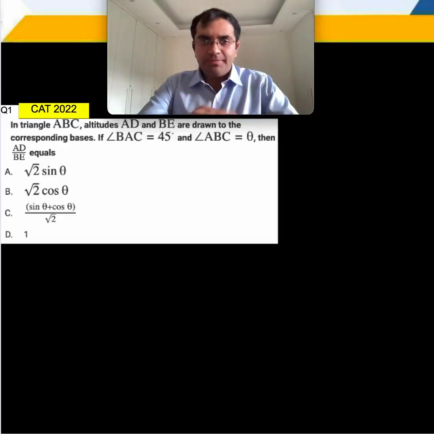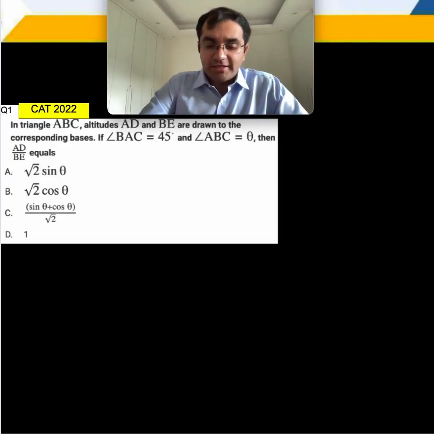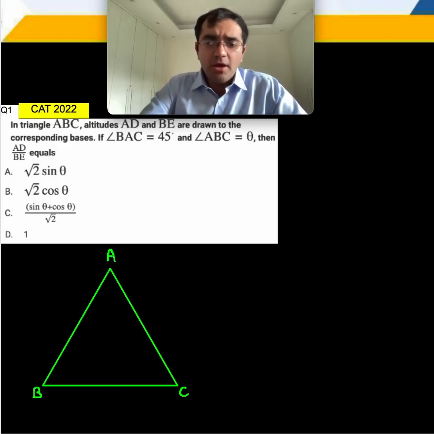Those rare questions where trigonometry is directly being used. Otherwise, within geometry questions, the trigonometry is used a little indirectly. We have triangle ABC, altitudes are AD and BE, and angle BAC is 45 degrees.